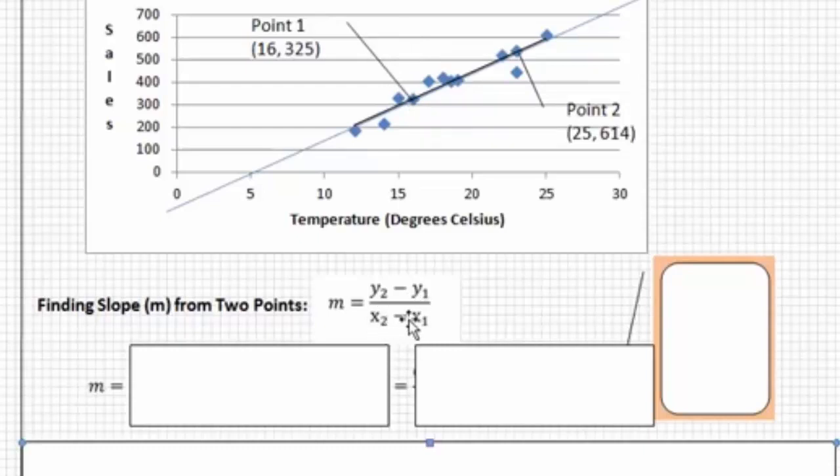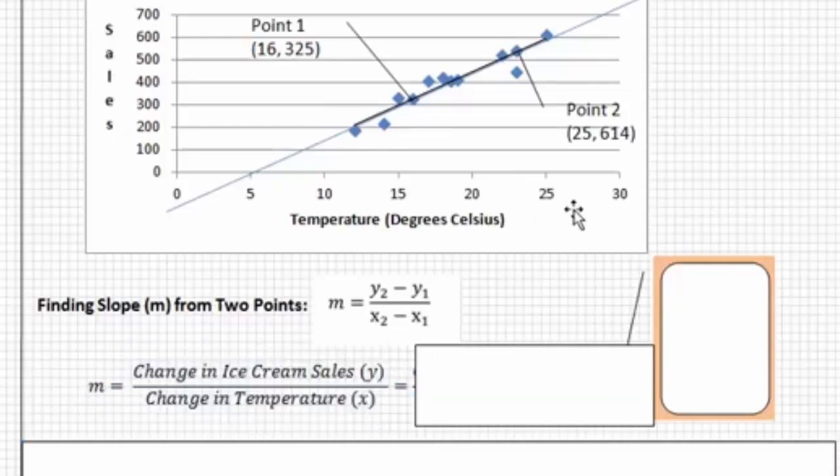And then we do x2 minus x1. So when we take our x coordinate 25 and subtract our x coordinate for point 1, 16, that will give us our run. That'll tell us the horizontal difference between those 2 points. Since we're going to have to interpret slope in the context of our story problem, it's helpful to think about what our y values are telling us. And since ice cream sales is along the y-axis, the difference in our y values is going to be the change in our sales. And since the x-axis is representing temperature, finding the difference between the 2 x values is going to give us our change in temperature.